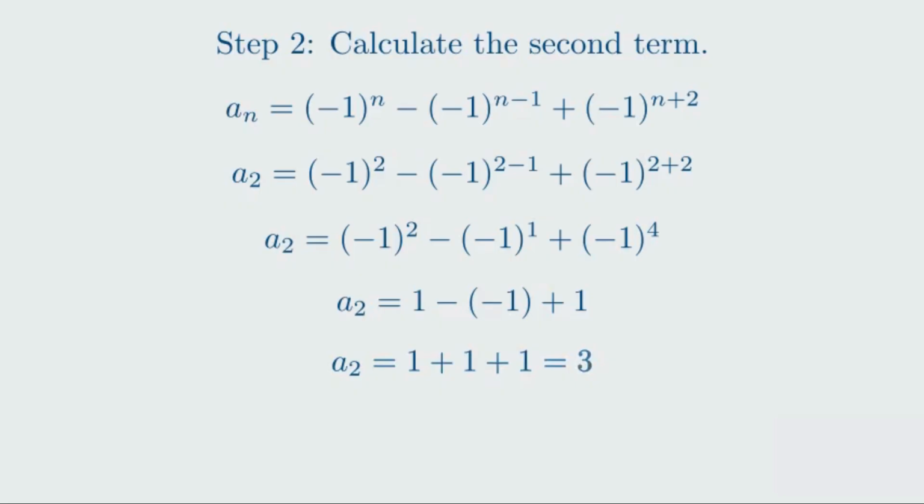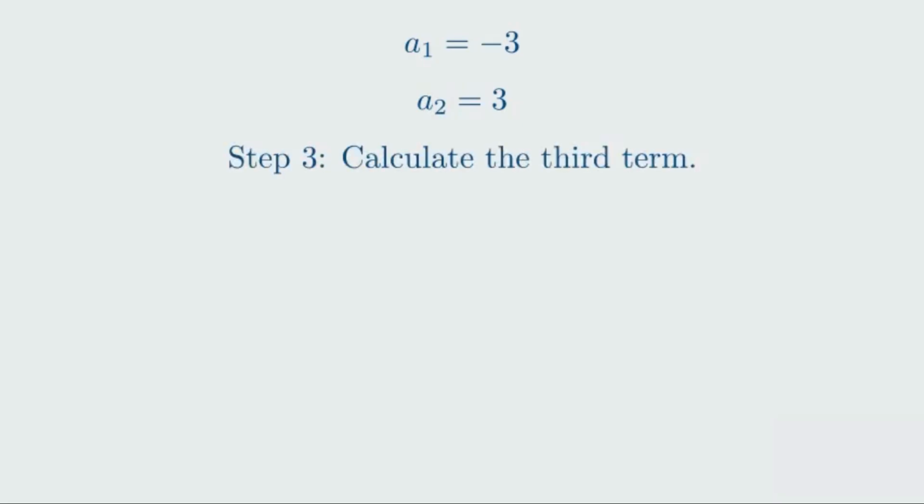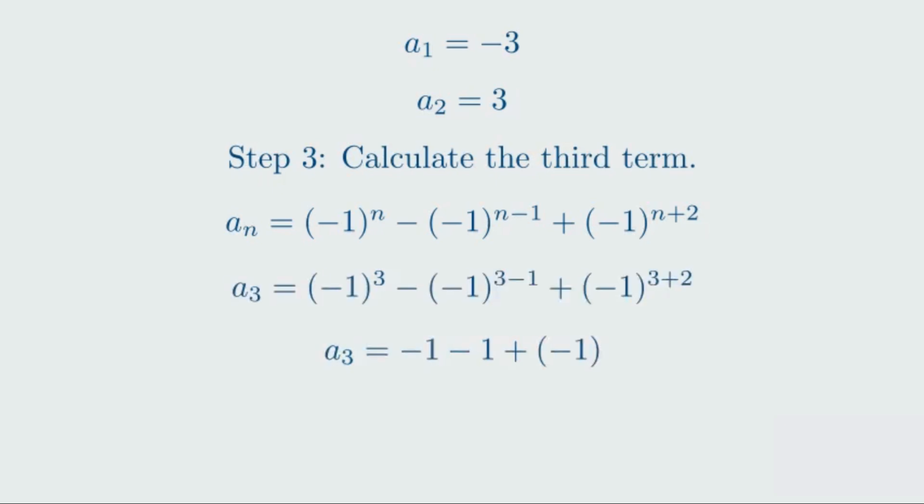Okay, we have a sub 1 is -3, and a sub 2 is 3. It's looking interesting. Let's calculate one more, a sub 3. We'll substitute n equals 3 into our formula. This gives us (-1)^3 minus (-1)^2 plus (-1)^5. Let's evaluate these. (-1)^3 is -1, (-1)^2 is +1, and (-1)^5 is -1. So a sub 3 is -1 minus 1 plus -1. This sums to -3. We have found the third term is -3.